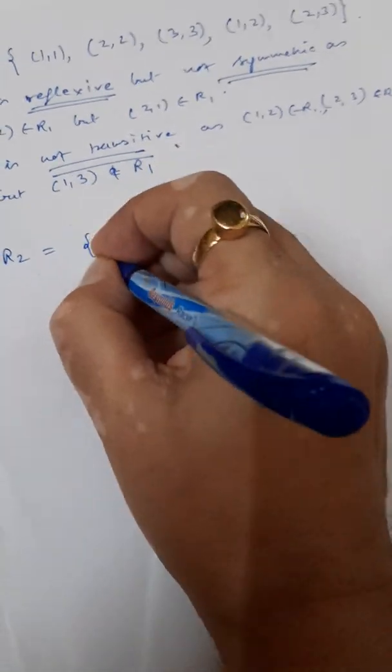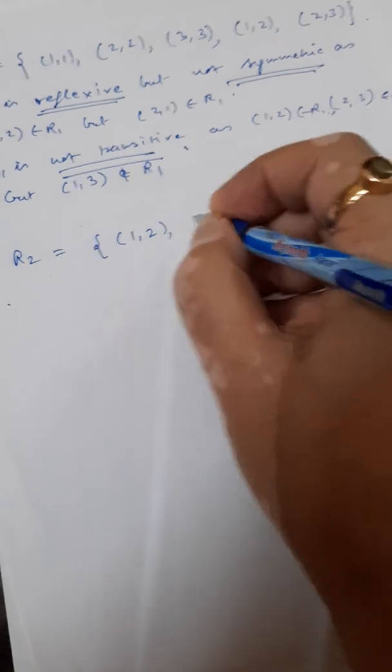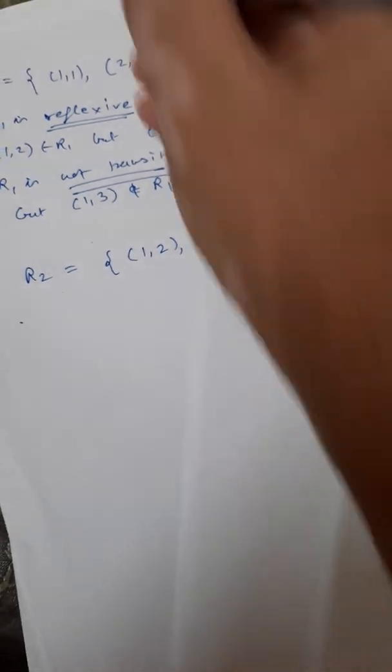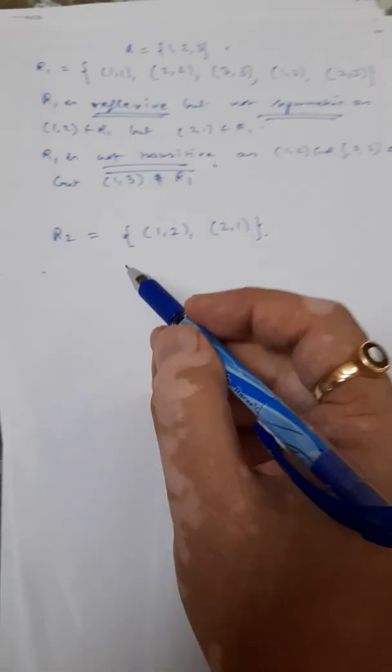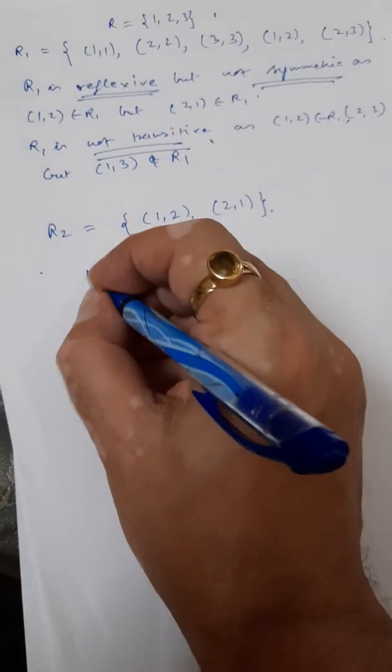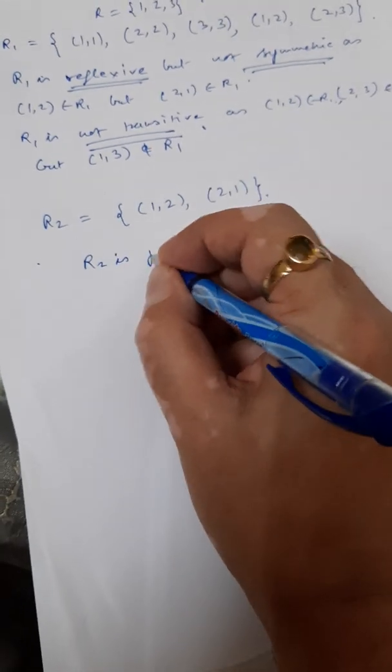Now the second example is the relation which is symmetric but not reflexive, not transitive. That's simple. R2 as say (1,2) and (2,1), of course, on the set {1, 2, 3}. So R2 is not reflexive, R2 is not transitive, R2 is just symmetric only.